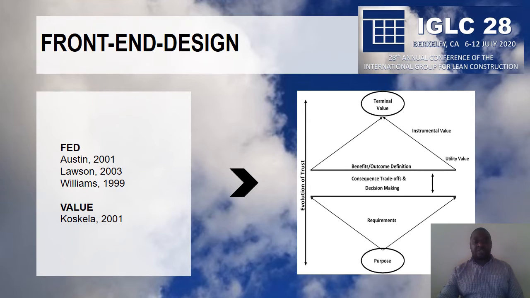So this picture we have here, which we've developed, shows the direction of development of value, or if we can say the direction of delivery of benefits. So we start off with the purpose at the bottom here, and we end up upwards towards terminal value. In between, we have processes of cognition, trade-offs, transforming user requirements into design requirements that can deliver utility value and ultimately instrumental and terminal value.